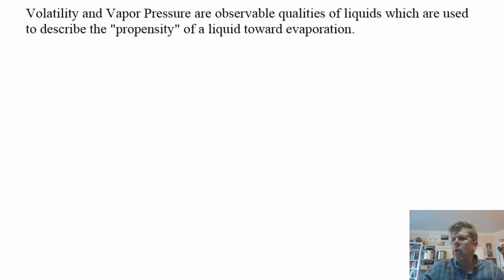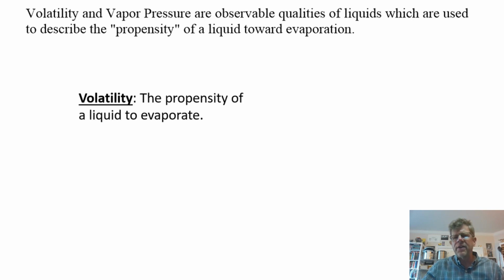So just as we had before, we had some observable features of liquids which allowed us to guess as to the strength of our intermolecular forces. Do you remember them? There was the viscosity of a liquid or the surface tension of a liquid. There are observable qualities of liquids which are used to describe the propensity of it towards evaporation. If a liquid has a higher propensity towards evaporation, it means it will have a higher evaporation rate. So these two types of qualities are known as volatility and vapor pressure.